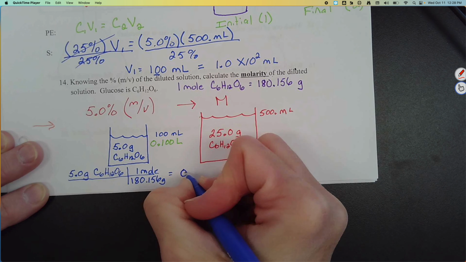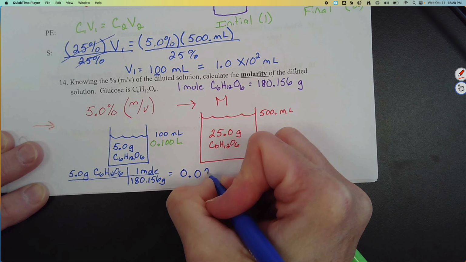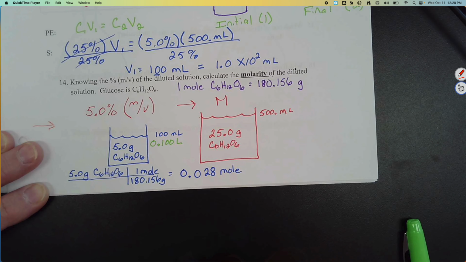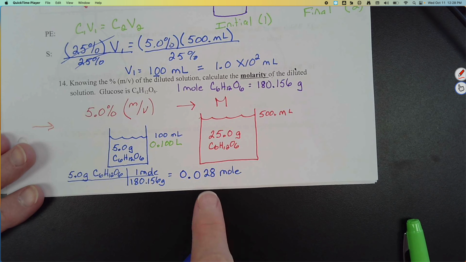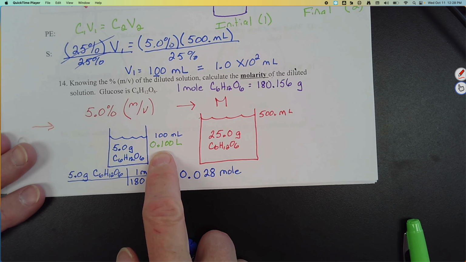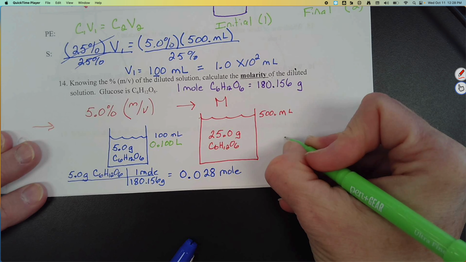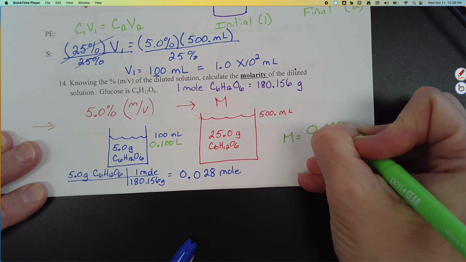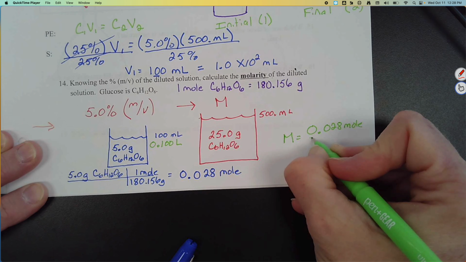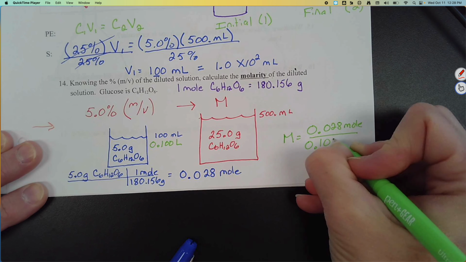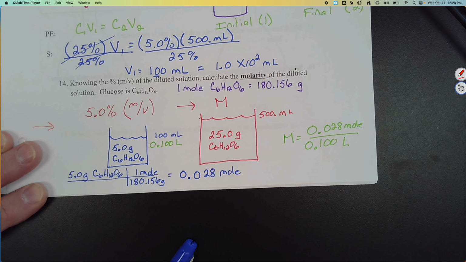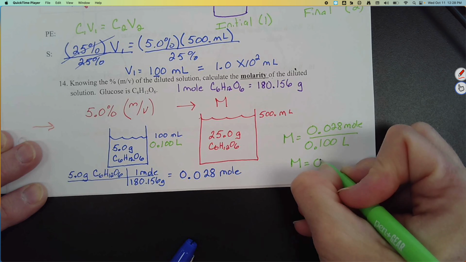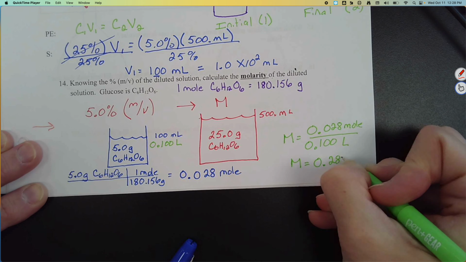Keeping two significant figures, 0.028 moles. And that 0.028 moles is dissolved in 0.1 liters. So my molarity is 0.028 moles, or a molarity of 0.28 molar.